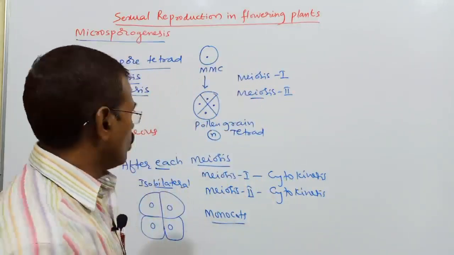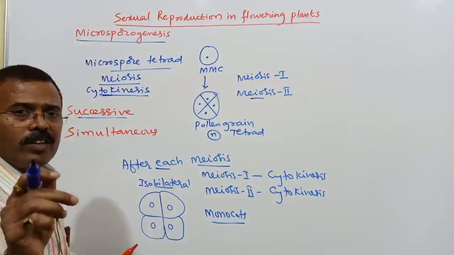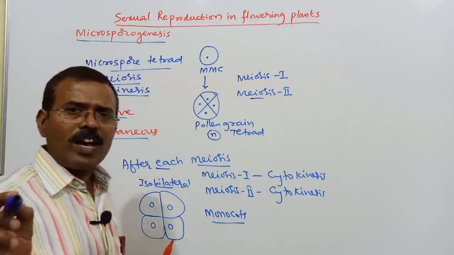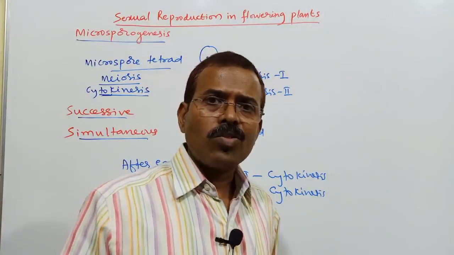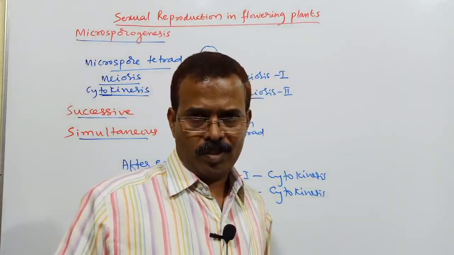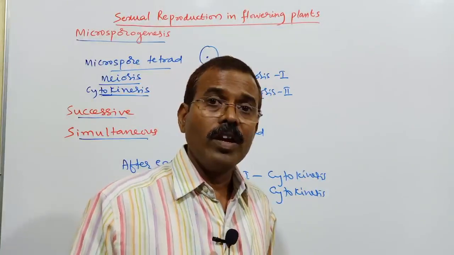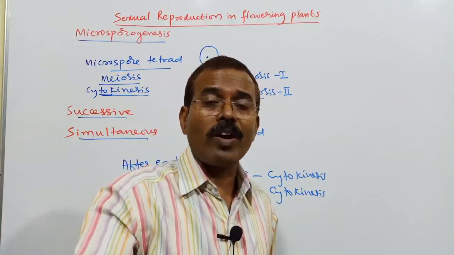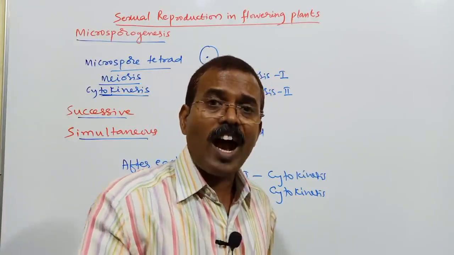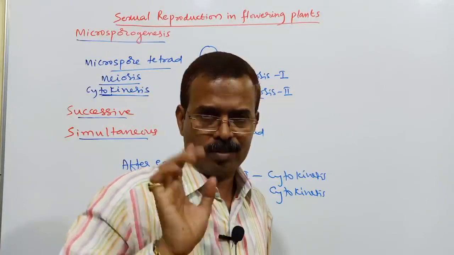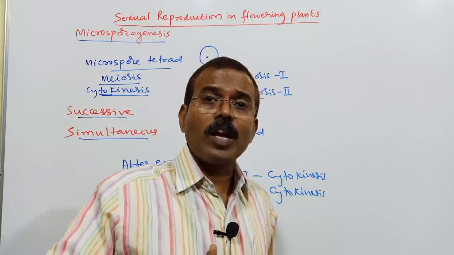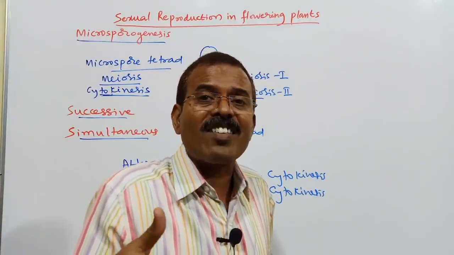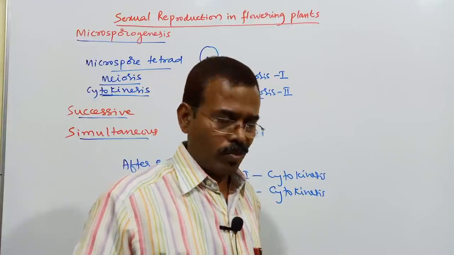Now moving on to the second one, that is simultaneous cytokinesis. In case of simultaneous cytokinesis, the division of the cytoplasm, which is called cytokinesis, occurs after complete meiotic division. Complete meiotic division means meiosis first and meiosis second. Both should occur. So after the completion of both meiosis first and meiosis second, then finally at the end there will be cytokinesis.